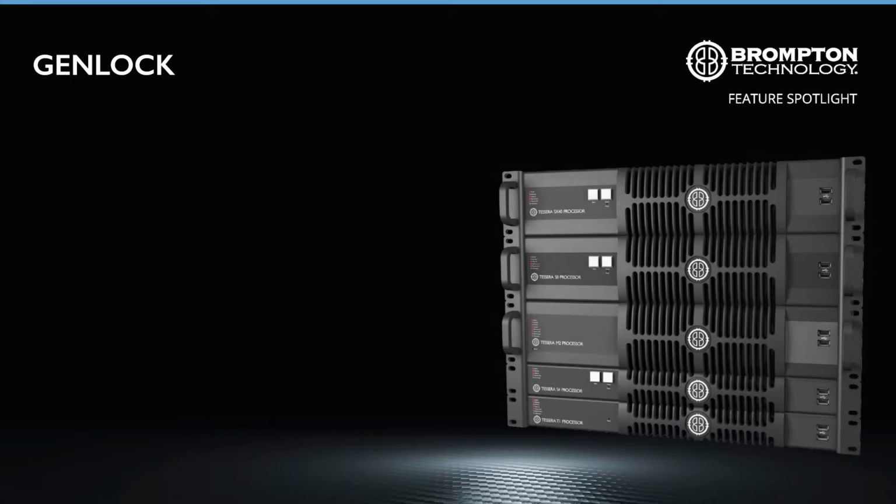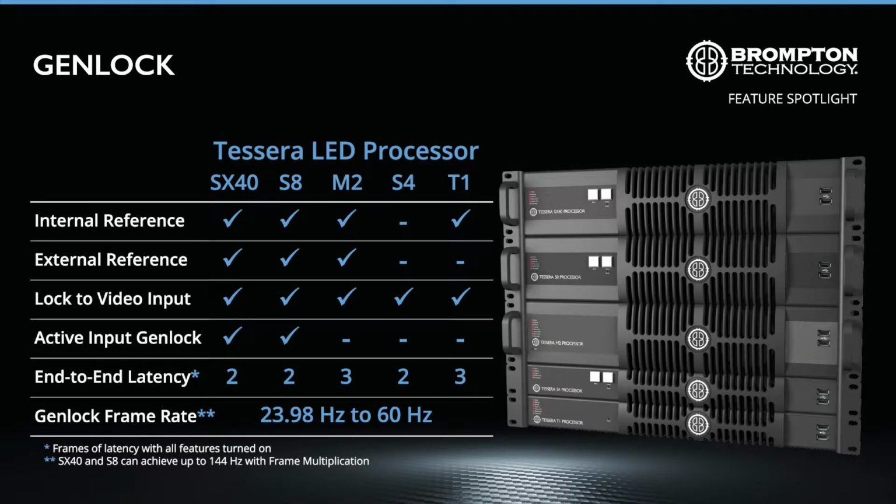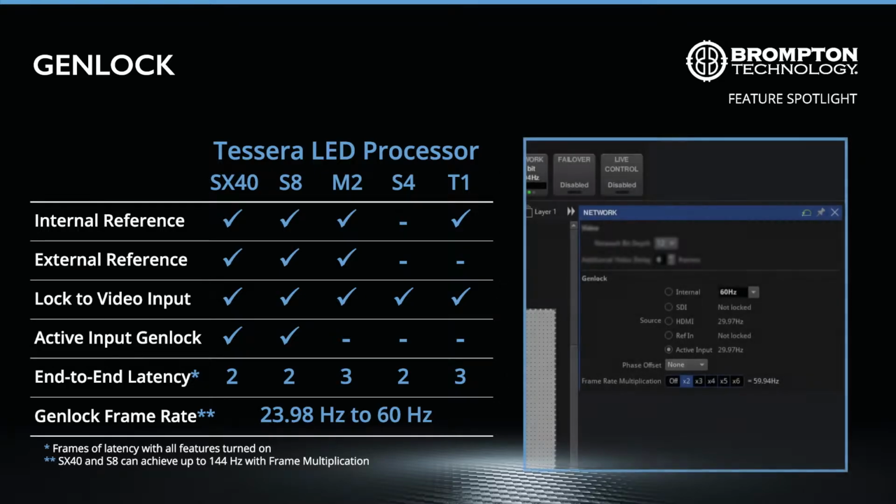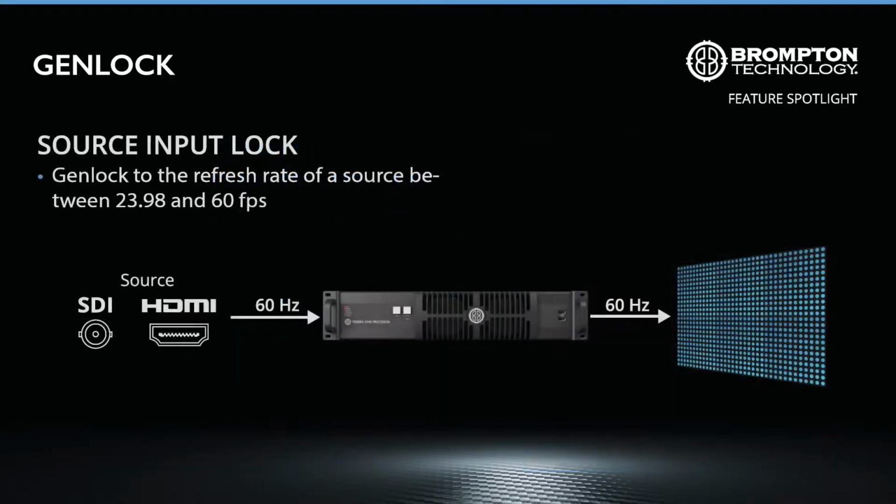Our family of Tessera LED processors offer a wide set of genlocking options and fine-tuning controls to suit every occasion. All our processors support multiple reference choices to genlock the entire pipeline, from any source down to the panel refresh rate. The Genlock panel can be accessed from the network area, and will show you the available options for your Tessera LED processor. All our Tessera LED processors support automatic locking to the refresh rate of a chosen incoming video input. The accepted Genlock frequency ranges between 23.98 and 60 frames per second.